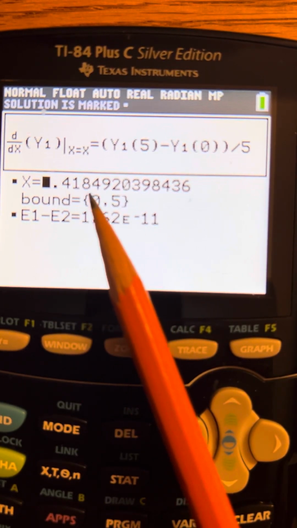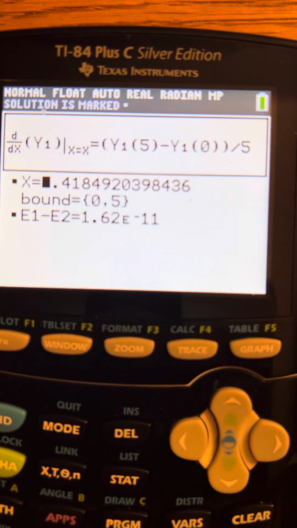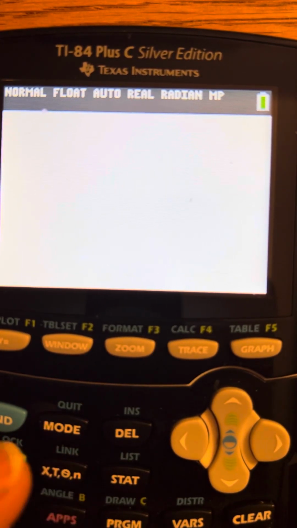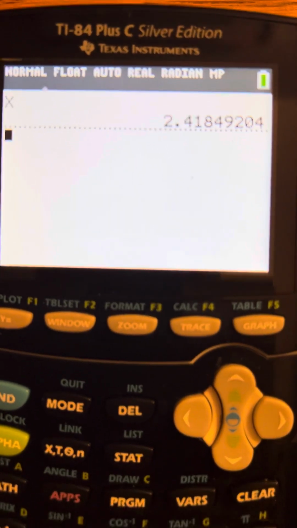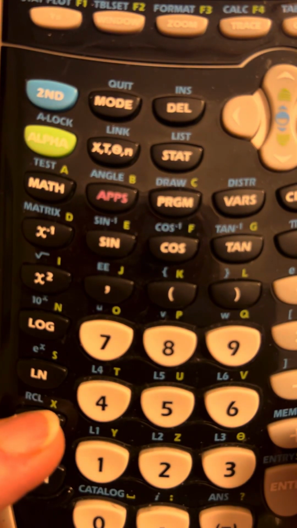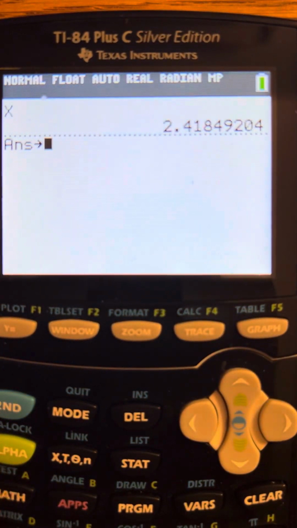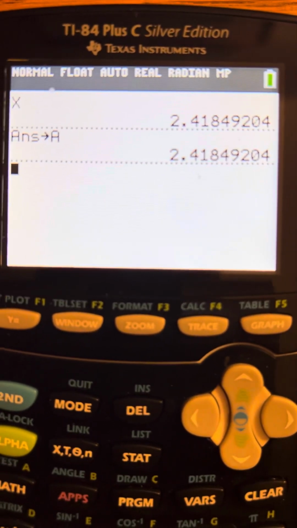So I'm going to use 2.4184. If I quit for a moment and I hit my X, that is the last value that your calculator stores or has in its memory for X. So I am going to store that so I don't lose it next time I do something. Let's store it for alpha A. All right, so now A is that.